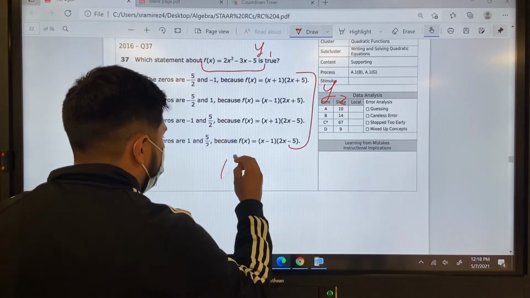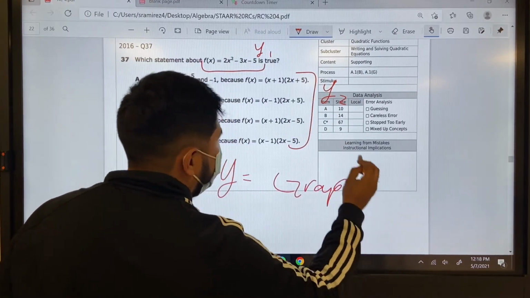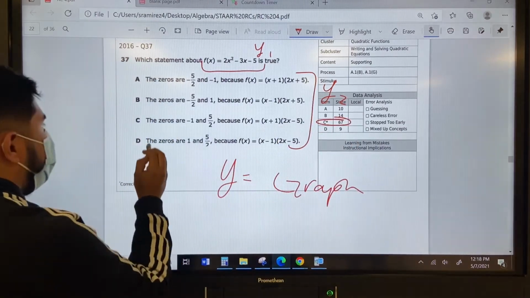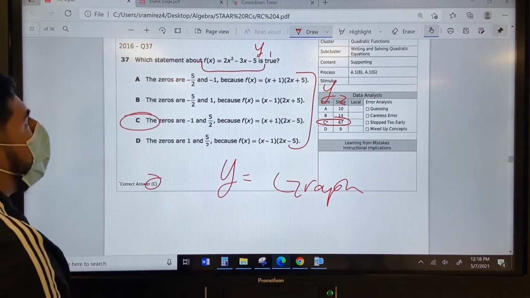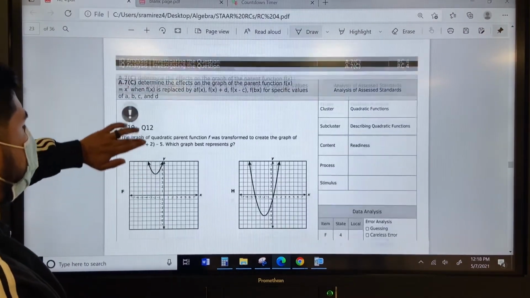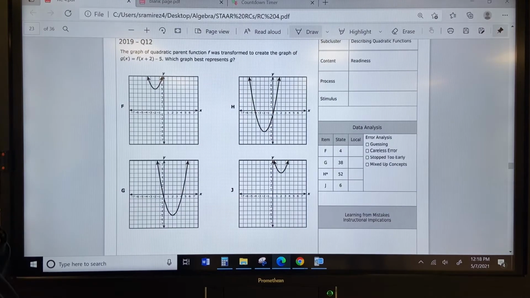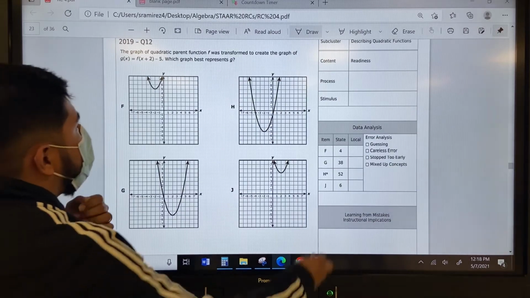Y2, Y equals graph. Correct answer is C. Check it out, you'll get it right, I promise. These are all the tricks, ladies and gentlemen. These are all the tricks.